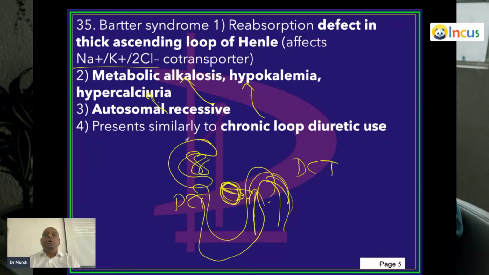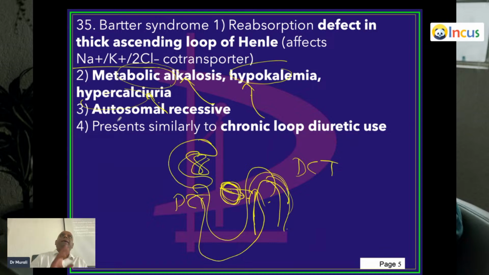Okay? So there is also hypokalemia, hypercalciuria, metabolic alkalosis. They all occur in Bartter. Bartter is an autosomal recessive disorder, is what you need to remember.